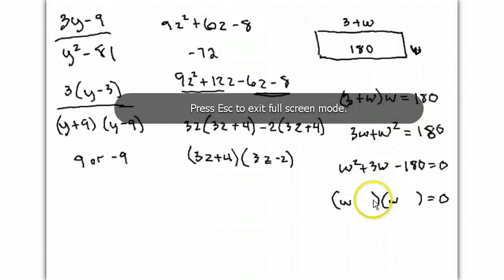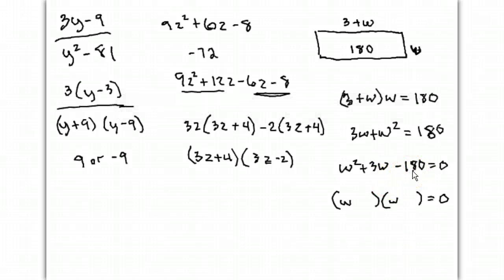Well, I know that 12 times 15 will give me negative 180. So what I'm looking for is something that'll give me negative 180 but also give me positive 3. So that means the bigger number has to be positive. So that's going to be 15, and so it's going to be minus 12. So my two answers are w plus 15 times w minus 12 equals 0.